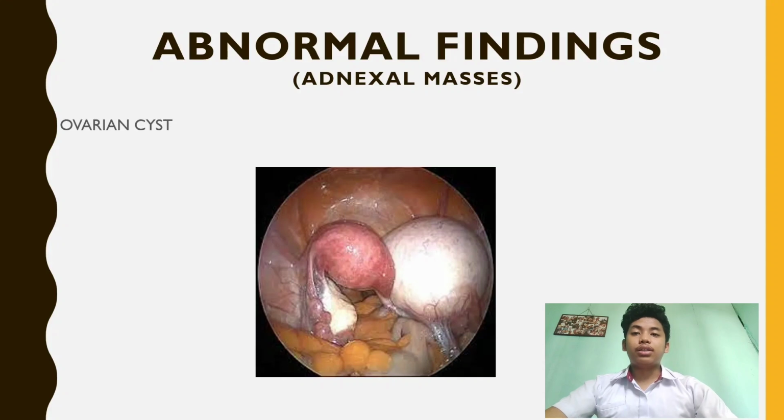The next abnormal finding is adnexal masses, the ovarian cysts. Ovarian cysts are benign masses on the ovary. They are usually smooth, mobile, round, compressible, and non-tender.